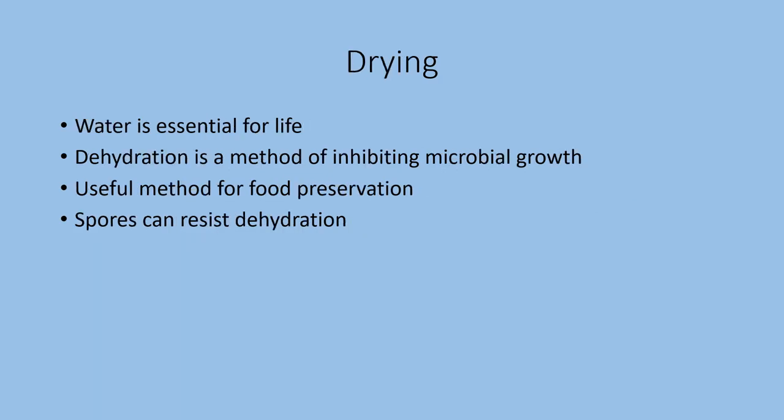Drying or desiccation or dehydration is removing water from substances. Water is essential for all forms of life. And so if you remove water, that's going to inhibit the growth of microorganisms. And so dehydration, that removing of the water, can be very effective. This is used a lot in food preservation. You dry out the food, you desiccate it, you dehydrate it.